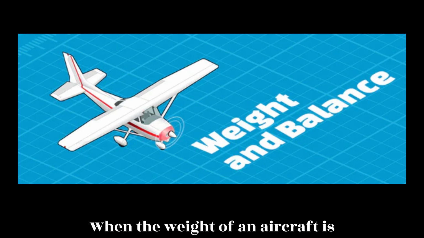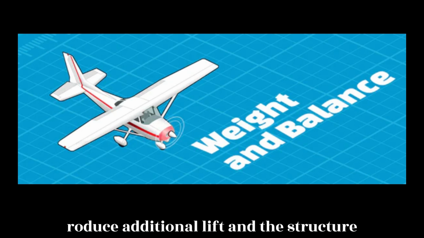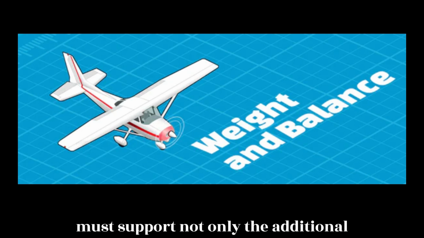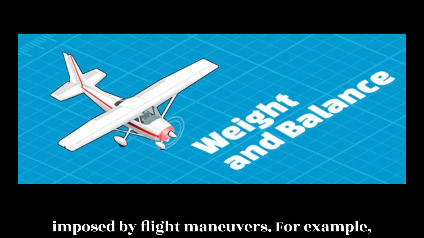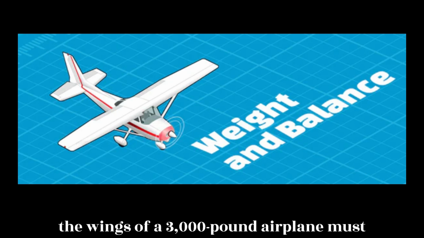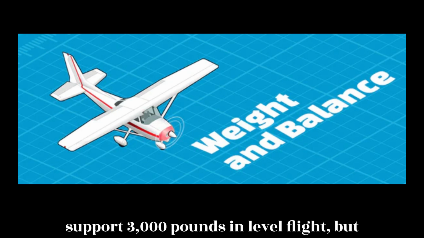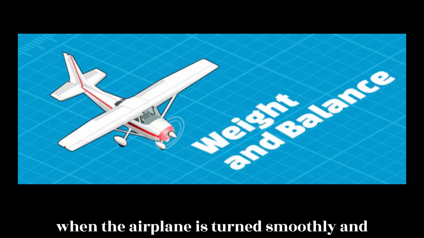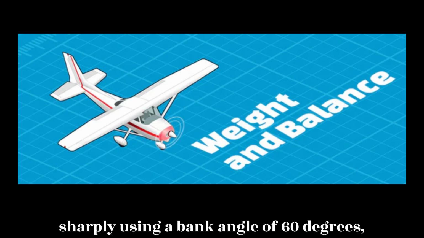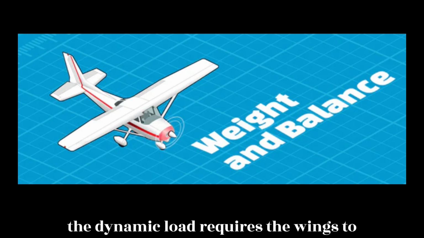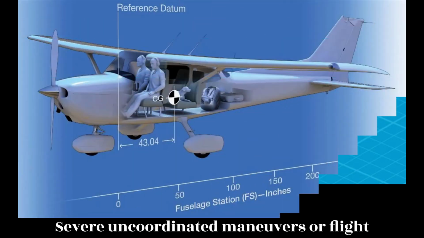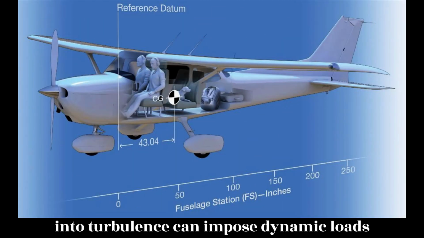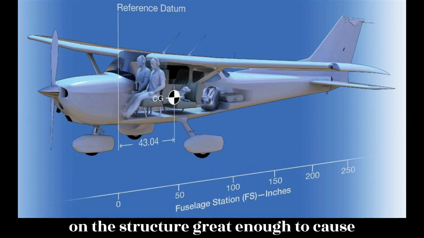When the weight of an aircraft is increased, the wings or rotors must produce additional lift and the structure must support not only the additional static loads, but also the dynamic loads imposed by flight maneuvers. For example, the wings of a 3,000-pound airplane must support 3,000 pounds in level flight, but when the airplane is turned smoothly and sharply using a bank angle of 60 degrees, the dynamic load requires the wings to support twice this, or 6,000 pounds. Severe uncoordinated maneuvers or flight into turbulence can impose dynamic loads on the structure great enough to cause failure.